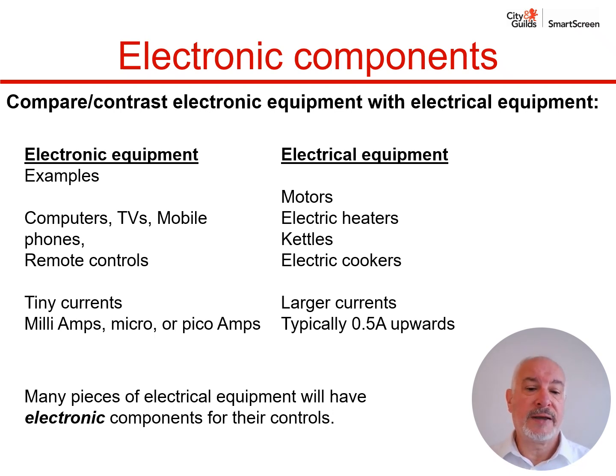Electronic equipment is generally tiny components, tiny amounts of current, and produces signals. The current is signals amongst the different components to carry out a job for us, whereas electrical equipment is usually much larger current flows, and we're using the electricity either to generate heat or to generate movement in the motors, that kind of thing. So that's just a general introduction to electronics, and over the next few videos we'll look at some individual components now and see how they function and what their purpose is.